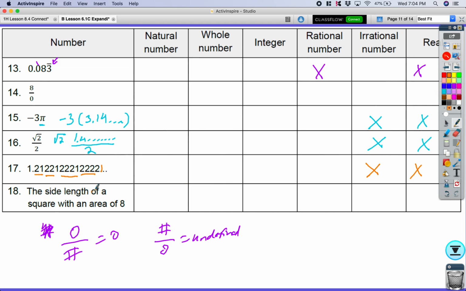Now it says the side length of a square with an area of 8. So if I have an area of 8, and remember it's just length times width, can I think of two numbers, this is the key part, that are exactly the same that multiply to 8? So let's try 2 times 2 is 4, and then 3 times 3 is 9. And 8 is right in between there, so I cannot think of a number that is exactly the same that multiplies to 8. So essentially then, it would be an irrational number and real number. And we're going to explore this more when we get back from spring break, okay?